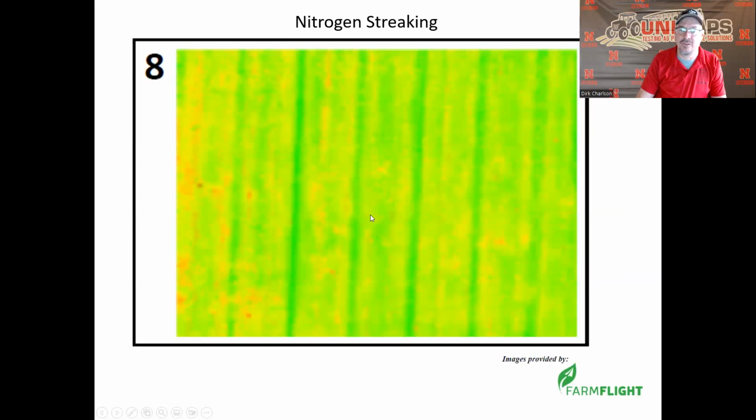Number 8, the answer is nitrogen streaking. This is an operational variation. What we're seeing here is these vertical green lines, which probably indicate that when the sprayer was applying the fertilizer, on each pass, the edge of the boom reapplied additional nitrogen. So it basically doubled the rate, which would probably make it greener.